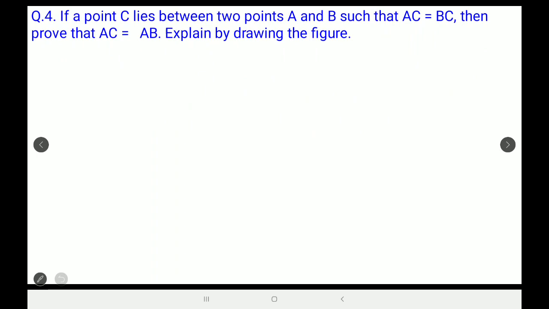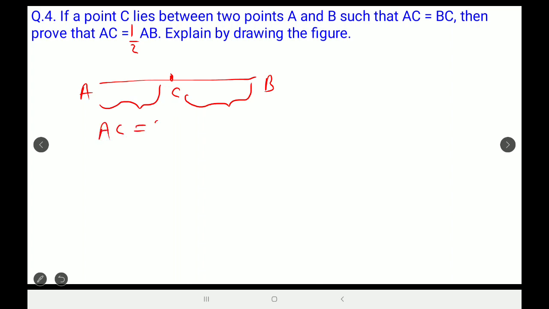Next, if a point C lies between points A and B such that AC is equal to BC, then prove that AC equals half of AB. Explain by drawing. Okay, to understand this, here we have to prove AC equal to 1 by 2 AB. It is not printed. Let's consider one line segment. This is line segment AB. In between, one point C is given. Now it is given that AC equal to BC. This is AC, this is BC. So it is given AC equal to BC.